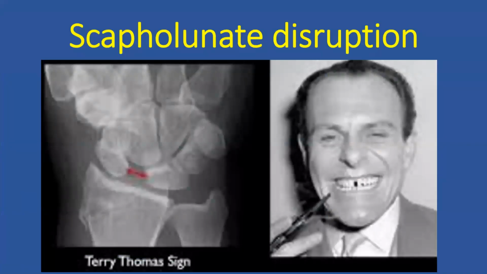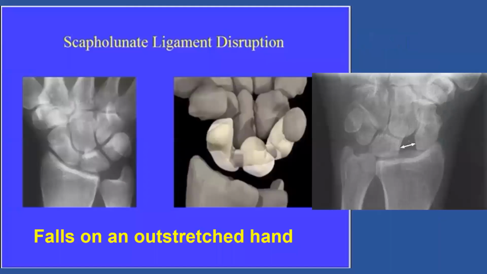Don't forget about scapholunate disruption and the Terry Thomas sign, who was a famous English actor. The gap between the teeth, the scapholunate is torn. You can also have lunotriquetral tears. The best way to demonstrate it is by taking an X-ray, a fifth view. You see that there is a gap.